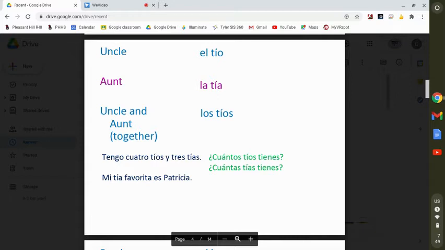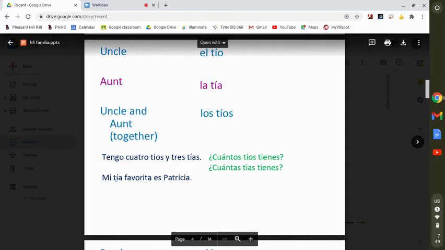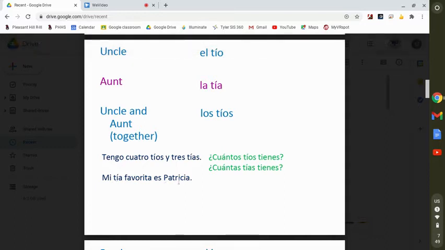Okay, so it says, tengo 4 tíos y 3 tías. I have 4 uncles and 3 aunts. Mi tía favorita es Patricia. Now, this favorita could be favorito if I was talking about a tío. And notice it goes afterwards. My aunt favorite is Patricia. We're going to get into why the adjectives are after the nouns later.